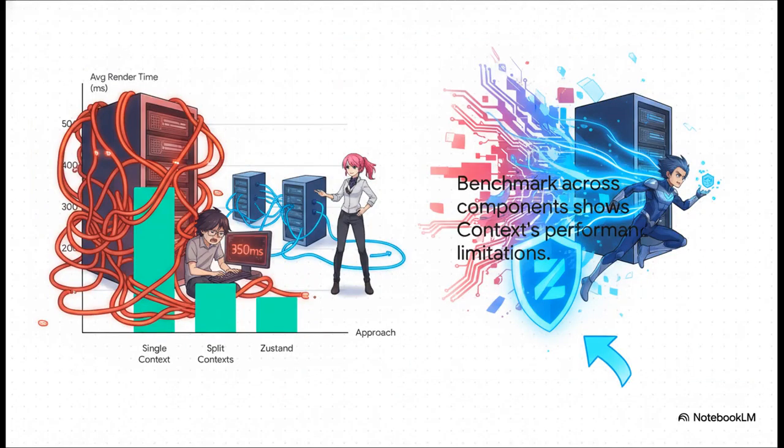And hey, don't just take my word for it. Look at the numbers. This is what happens under pressure. That bar on the far left, that's a single, big context trying to handle an update across 1,000 components. A sluggish 350 milliseconds. Yikes. Now, you can be clever and split up your contexts. That's the middle bar. And that helps. It gets you down to 120 milliseconds, which is okay. But then look all the way to the right. That's Zustand, sitting pretty at just 85 milliseconds. The data doesn't lie. Once your state gets complex or updates frequently, that performance penalty from context becomes a massive problem you just can't ignore.